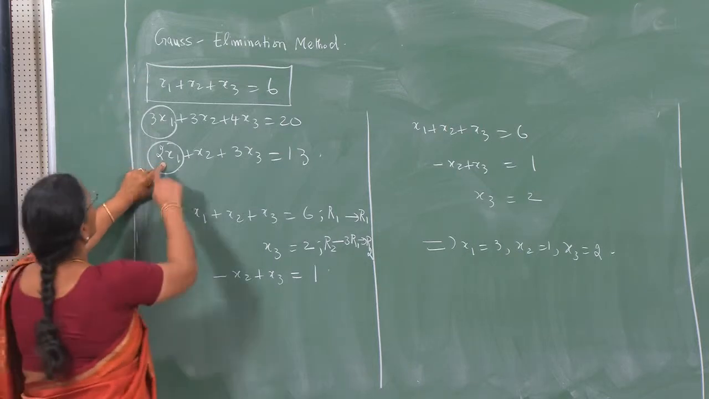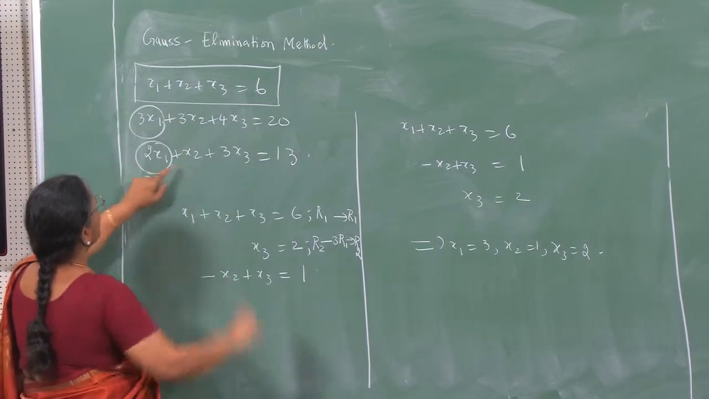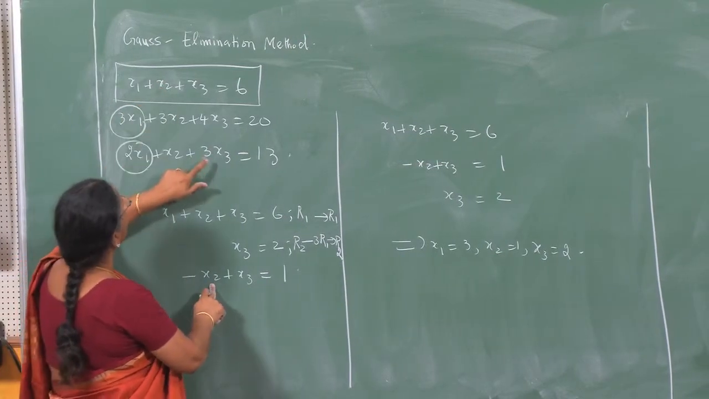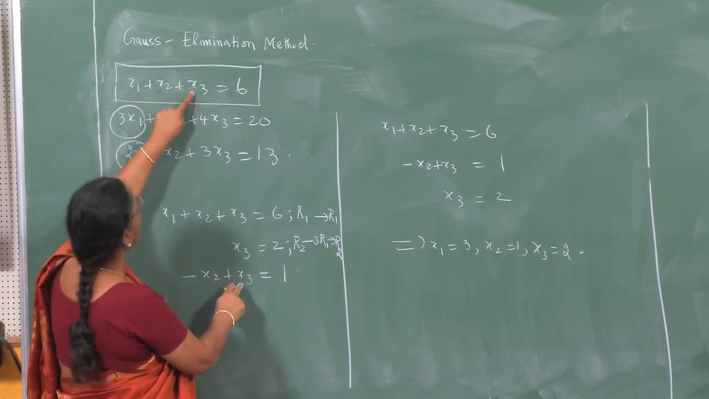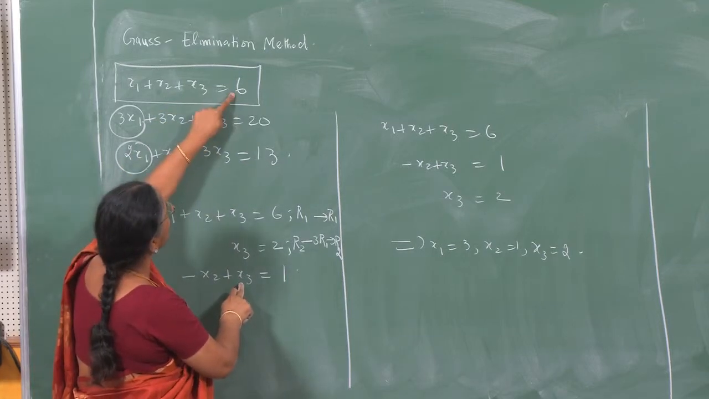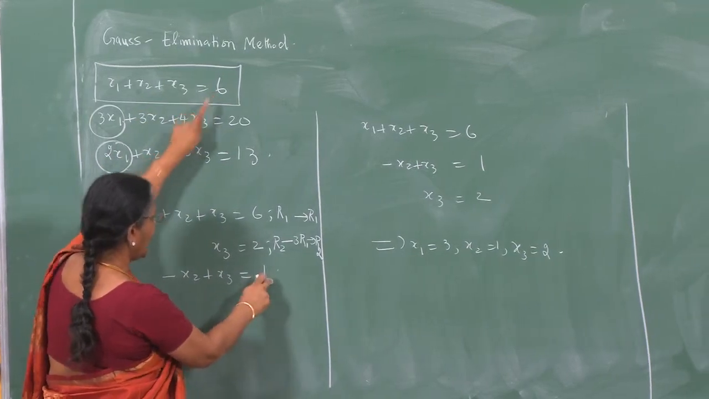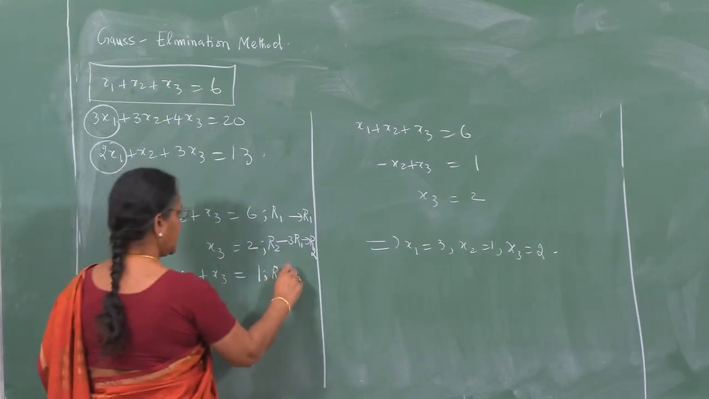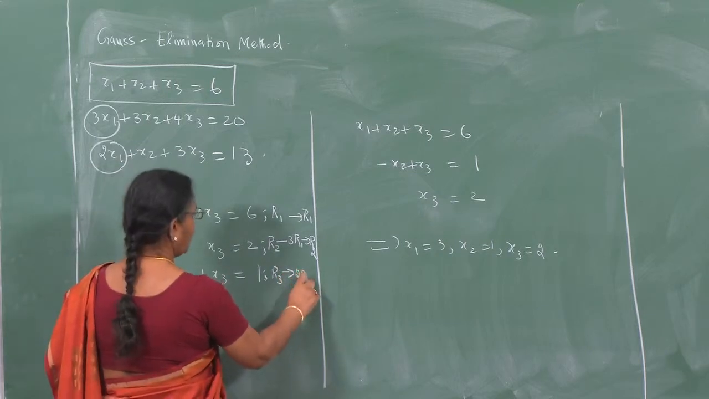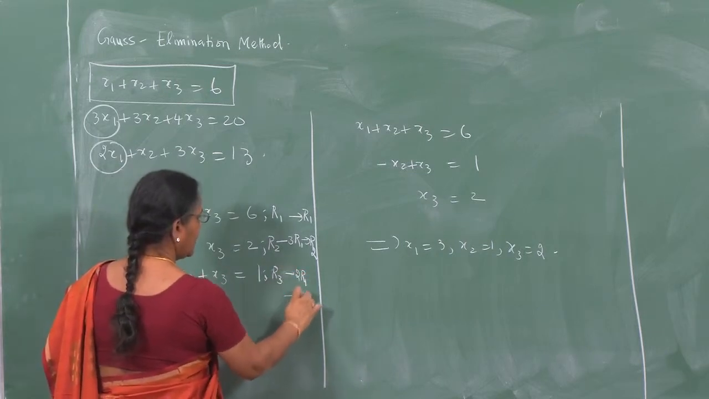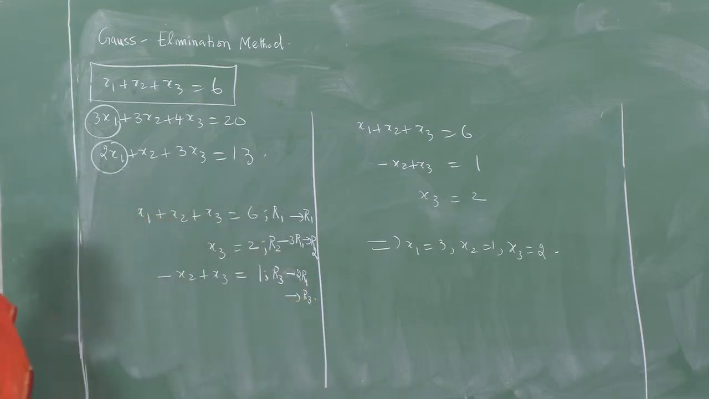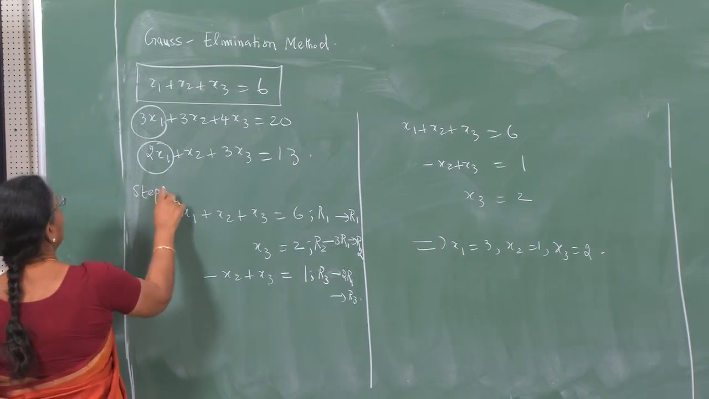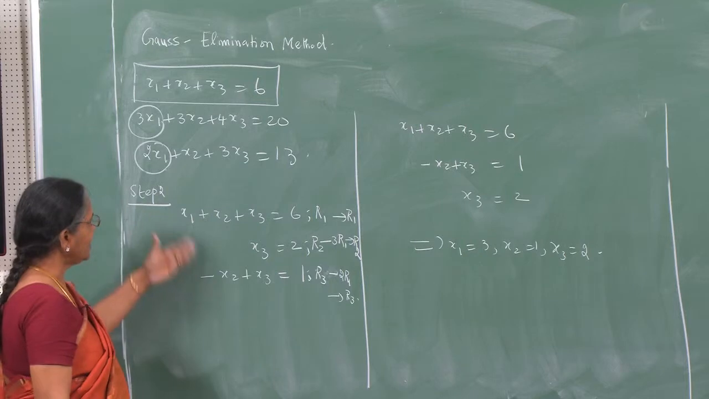Then you will get 2x1 minus 2x1, that is 0. Then x2 minus 2x2, so minus x2. 3x3 minus 2x3, so x3. 13 minus 2 into 6, 12, so that is 1. So, what did you do to obtain the new equation? It is R3 minus 2 times R1, and that gives you the new R3, namely the third equation. So, at step 2 you have obtained a system in this form.